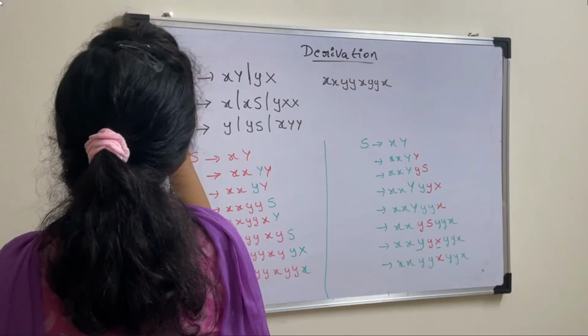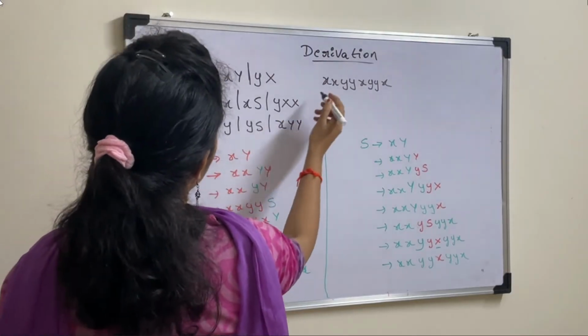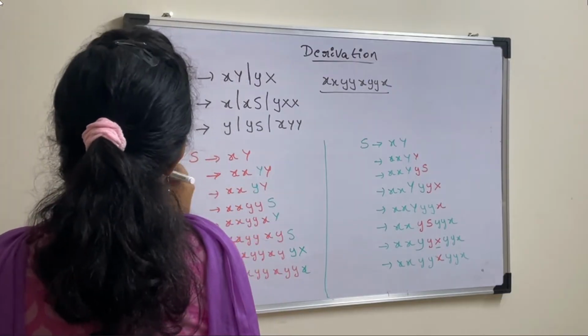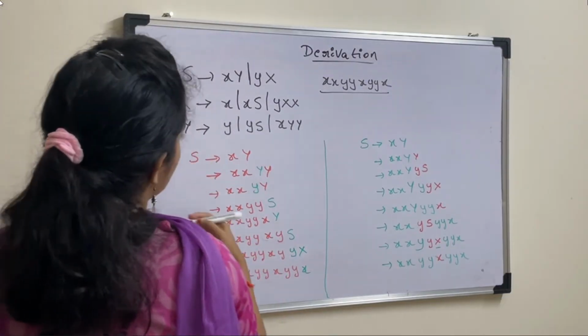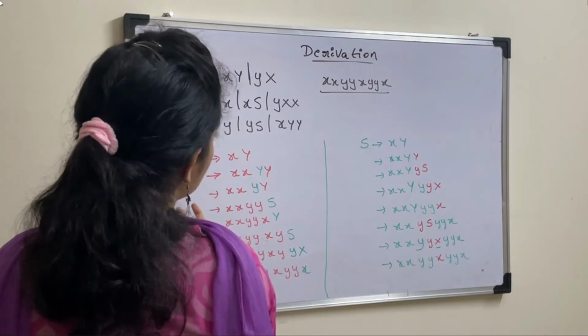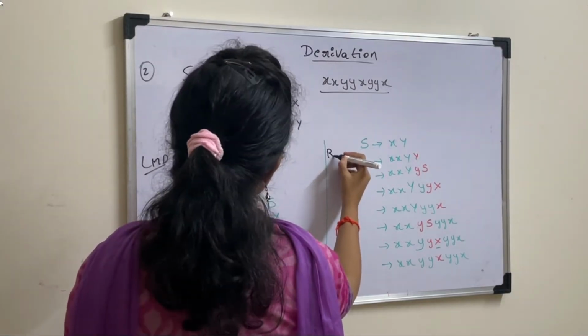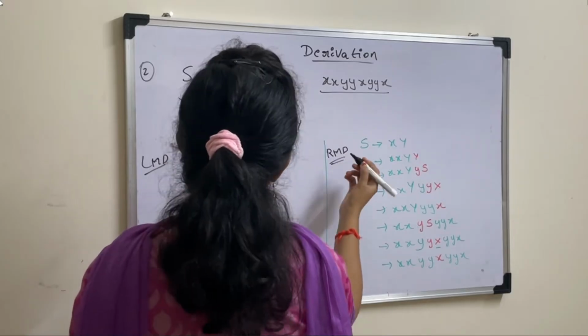So this is the second example, and this is a grammar and this is a string to be generated from this grammar. Based on our previous example, we saw how to solve it step by step. So let me explain this now: the leftmost derivation and the rightmost derivation.